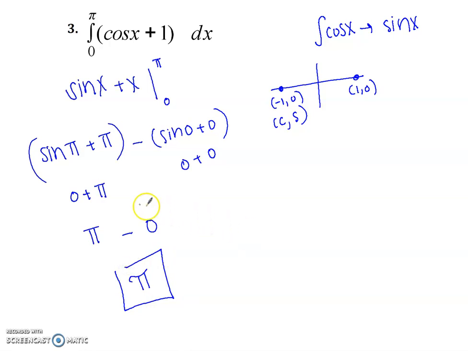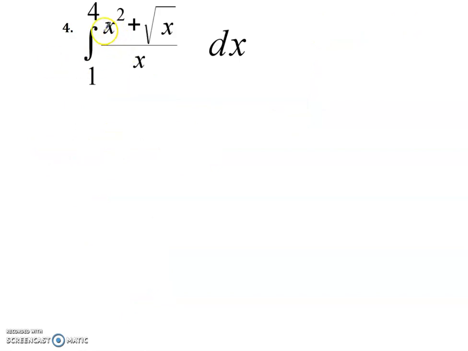Now let's look at one more example with a fraction and radicals in it. We have the antiderivative from 1 to 4 of x squared plus the square root of x, all over x. Remember, when the expression is one big fraction, you're going to have to split it up. So I want to rewrite this as x squared over x, plus, remember, square root is to the 1/2 power.